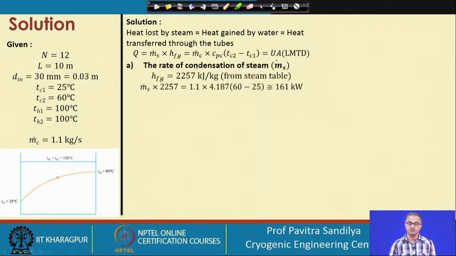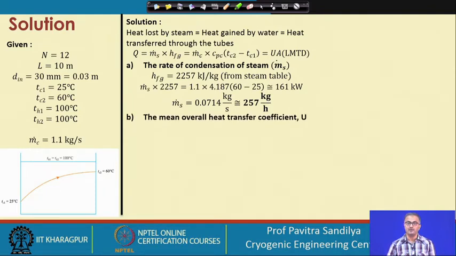We want to know the value of the hfg, which is obtained from the steam table, and this is the formula we use in this particular equation. We take the formula and we find that this is the amount of heat that is being transferred, and once we know the heat transferred, we divide by this hfg, and we find this is the rate at which steam is condensing.